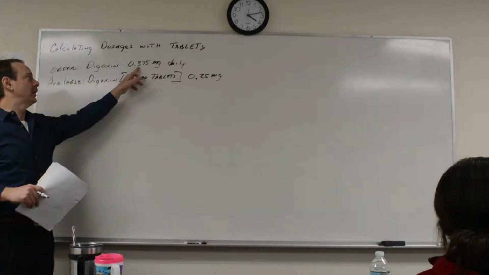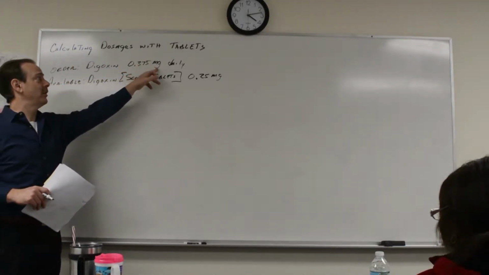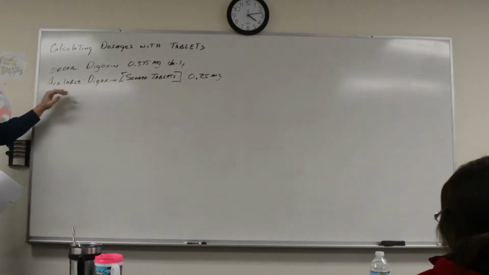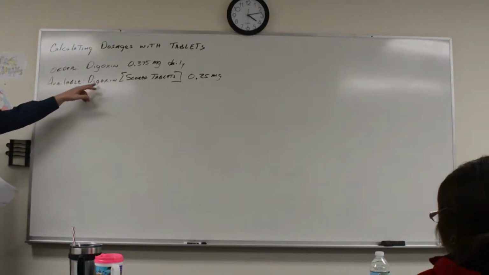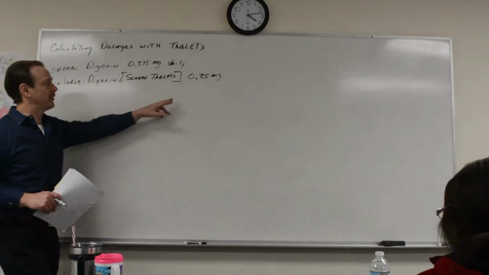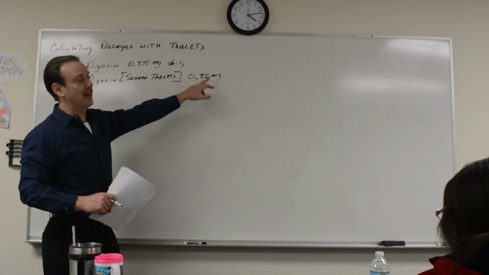Digoxin, 0.375 milligrams given daily. What's available? This is what you have at hand. The same type of medication. They're scored tablets, and we have 0.25 milligrams.